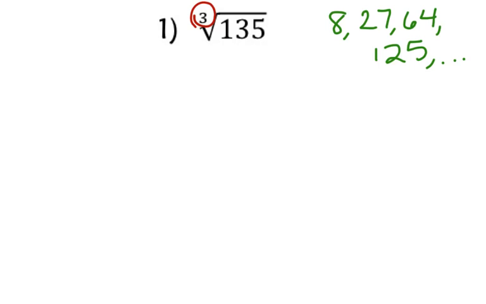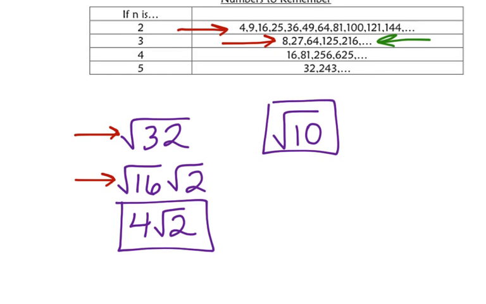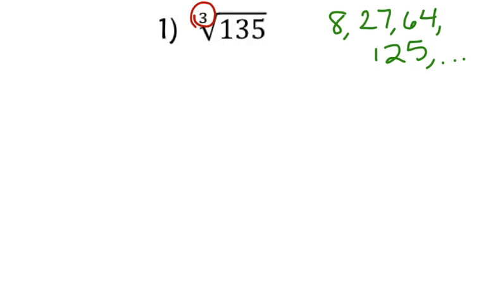So just like we thought about with the square root of 32, we were looking for the largest perfect square that went into that. Now we're going to be looking for the largest perfect cube that would go into 135 if it exists. Now, some of the numbers that you're going to see on the quiz and the test, if you don't have a calculator, they're not going to be too bad.